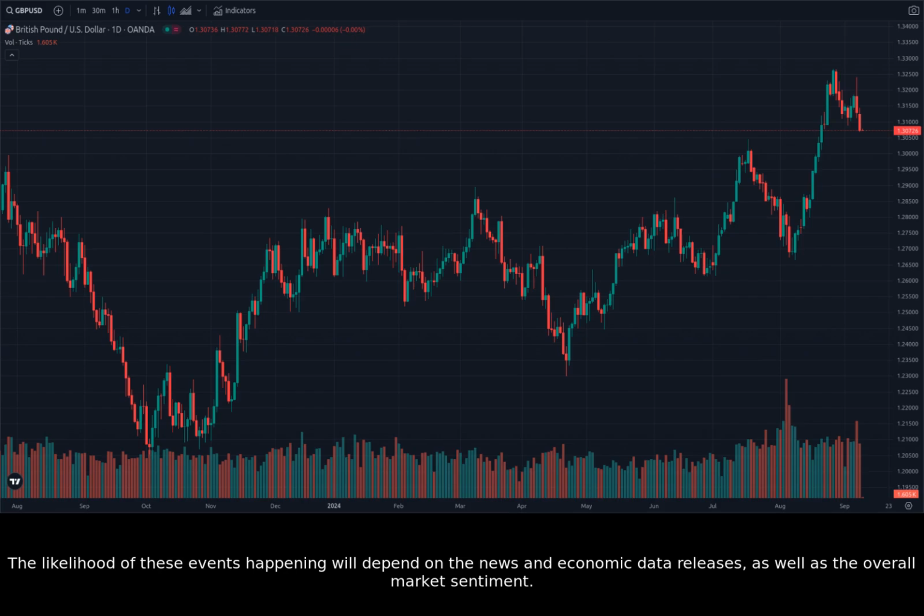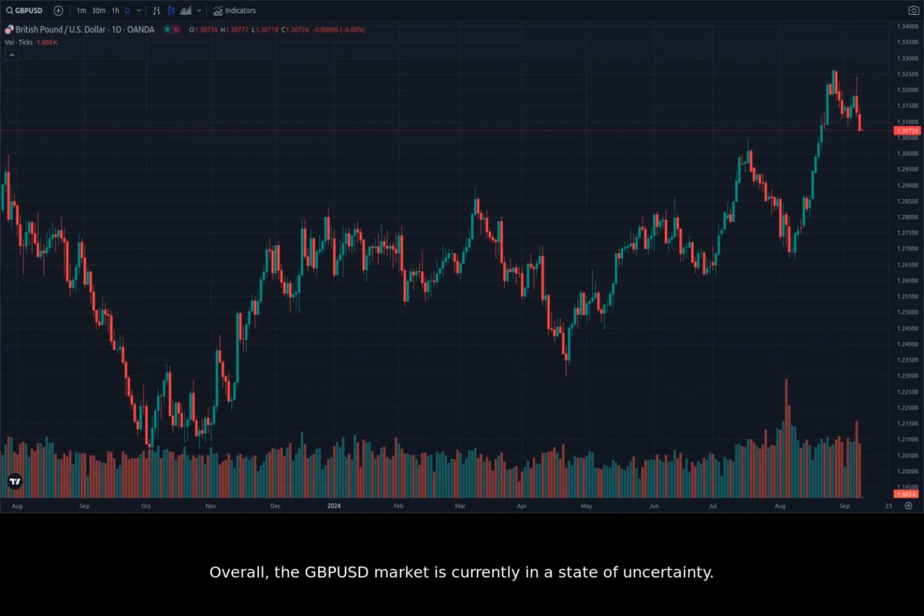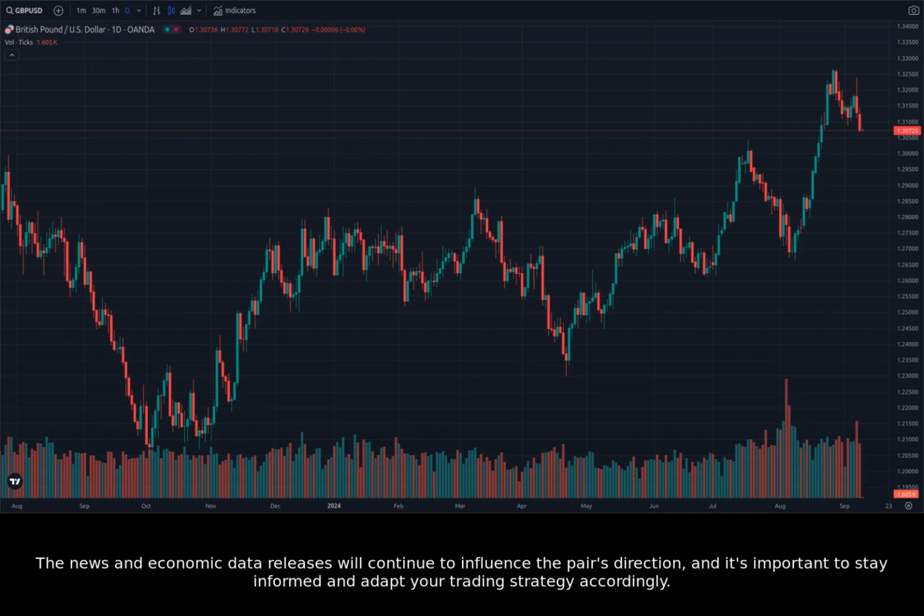The likelihood of these events happening will depend on the news and economic data releases, as well as the overall market sentiment. Keep an eye on any significant economic data releases, such as the US CPI report and UK employment numbers. These data points could have a significant impact on the GBPUSD's direction. Overall, the GBPUSD market is currently in a state of uncertainty. The news and economic data releases will continue to influence the pair's direction, and it's important to stay informed and adapt your trading strategy accordingly.